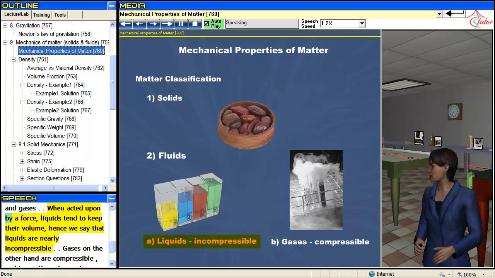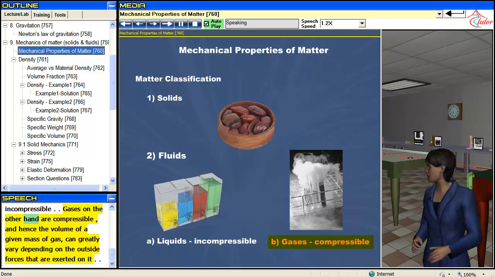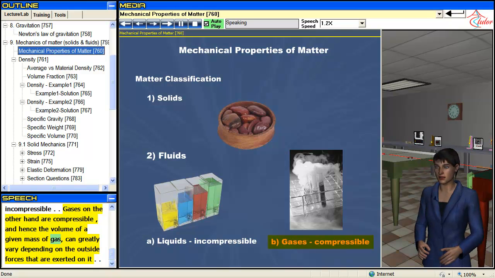When acted upon by a force, liquids tend to keep their volume, hence we say that liquids are nearly incompressible. Gases, on the other hand, are compressible, and hence the volume of a given mass of gas can greatly vary depending on the outside forces that are exerted on it.